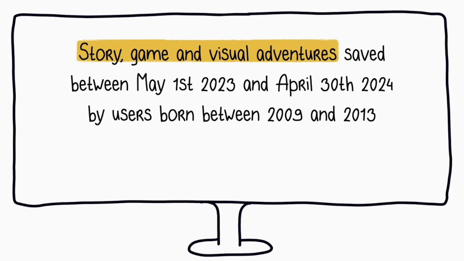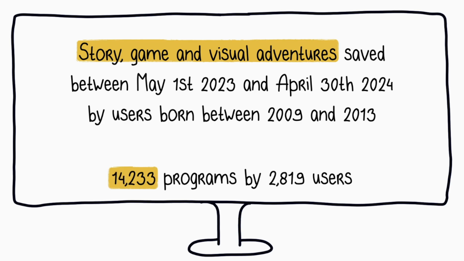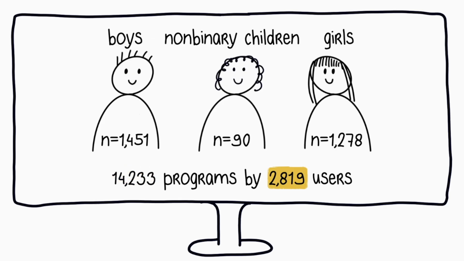These programs are all created in the time span of a year. Since we focus on children between 10 and 14 in this study, we included users who self-reported their year of birth between 2009 and 2013. This resulted in more than 40,000 programs created by almost 3,000 users. When looking at their self-reported gender, 51% of them are boys, 3% are non-binary children, and 45% are girls.